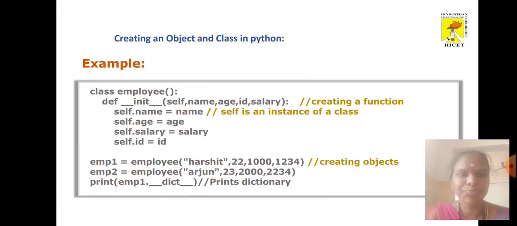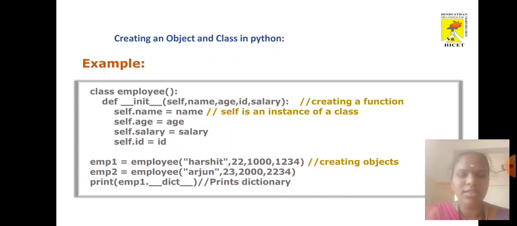I created the second object, em2 equal to Employee, my class name, with open parenthesis. Inside that, I am passing the values to the class. Now I printed employee1 in dictionary form. So this is the way of creating an object and a class in Python.